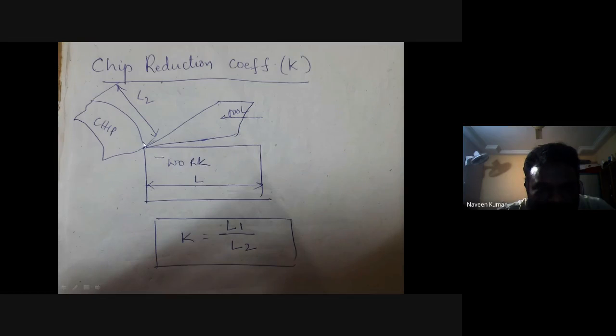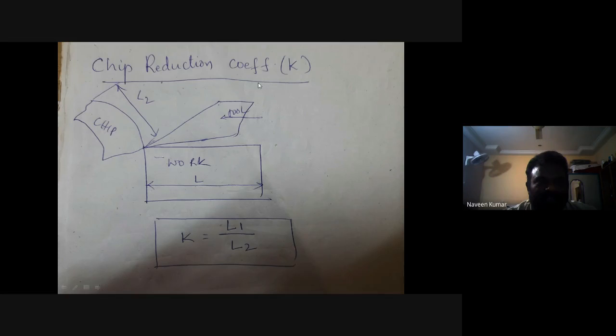So this is the work and this is the chip. Now this is L. I have written L, but it is L1. I forgot to write 1. L1 is the length of the work, meaning before cutting, and L2 is the length of the chip after cutting. Now the chip reduction coefficient is given by L1 by L2. Chip reduction coefficient K is equal to L1 by L2. L1 is the length of the chip before cutting, L2 the length of the chip after cutting.